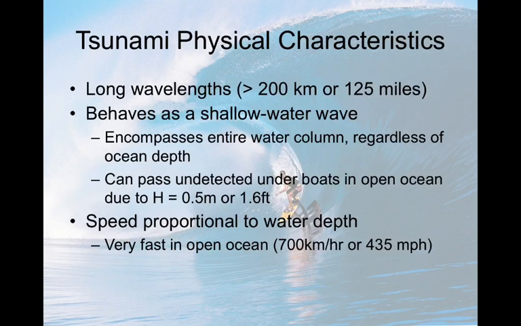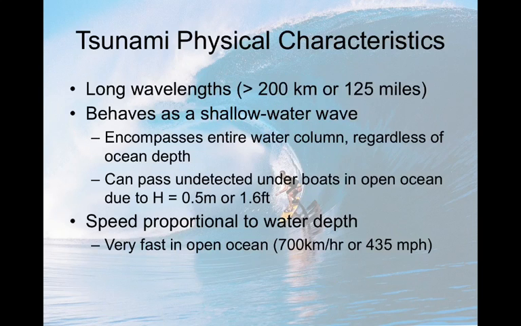So what is a tsunami like? It has a very long wavelength, greater than 200 kilometers, sometimes as much as 500 or 700 kilometers. Because of this wavelength, and remember that to be a shallow water wave, you have to be in water whose depth is less than 1/20th of your wavelength. When you're talking about the 200-kilometer range, and the average depth of the ocean is about 4 kilometers, you can see why it is always a shallow water wave.